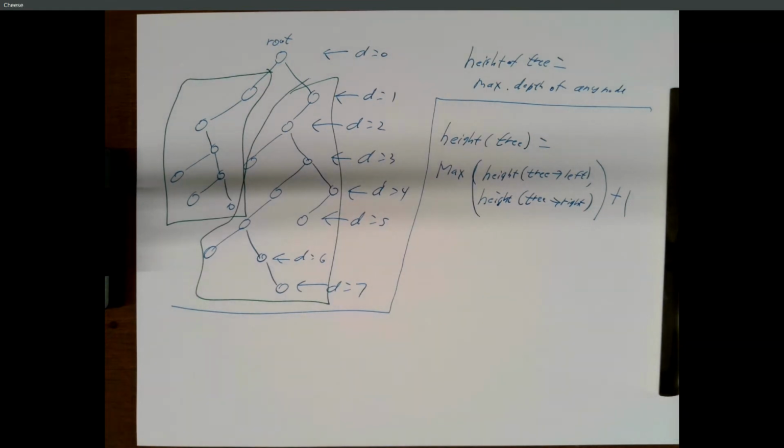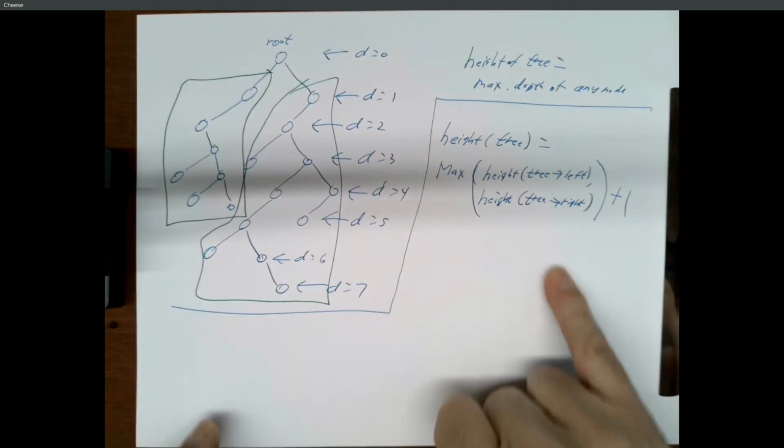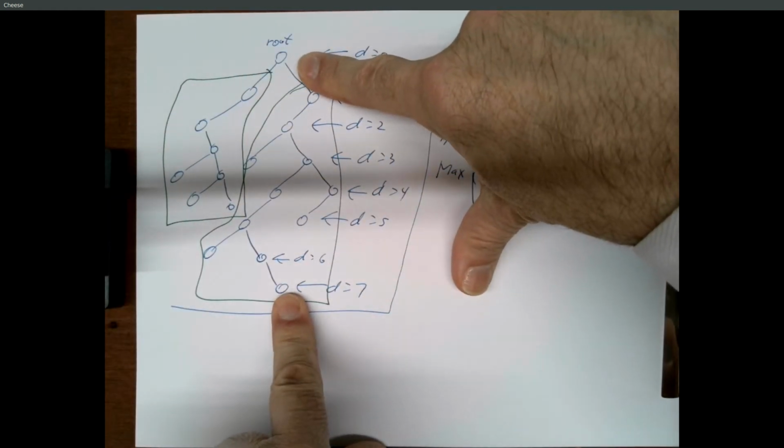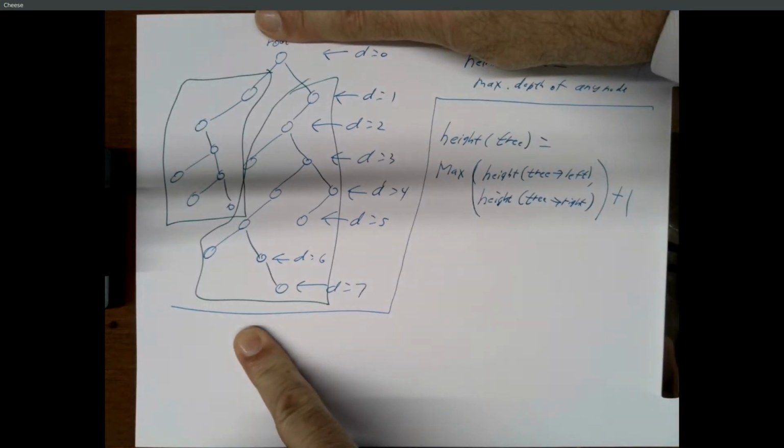So here's a recursive definition of what the height of a tree is. It's one more than whatever is the tallest height of its two subtrees. This just means the tree starting from the left. This means the tree starting from the right. If I calculate the height of this and the height of this, whichever one is bigger, if I add 1 to that, I should get the height of the whole original tree.